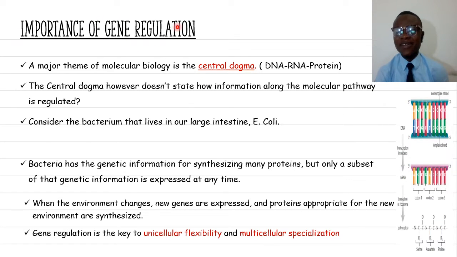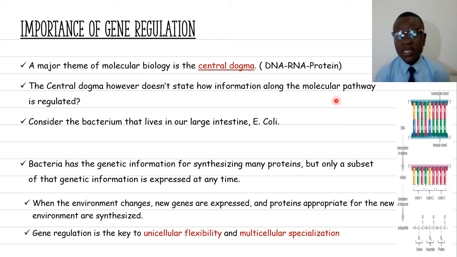The importance of gene regulation. Firstly, before going on to tell you this importance, let's look at the gap. You've done the central dogma theory of molecular biology. You remember that it describes the pathway of information flow from the DNA to the RNA, then to the protein. The DNA gets transcribed into an mRNA and an mRNA gets translated into a protein.